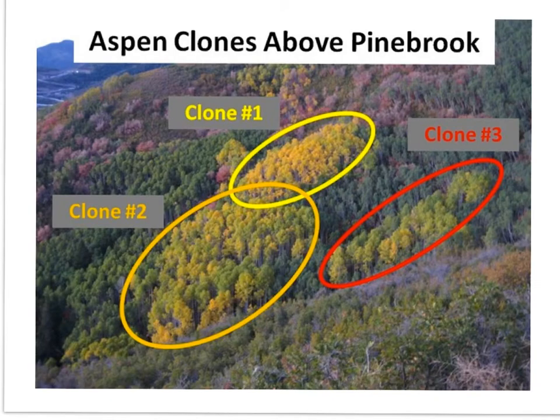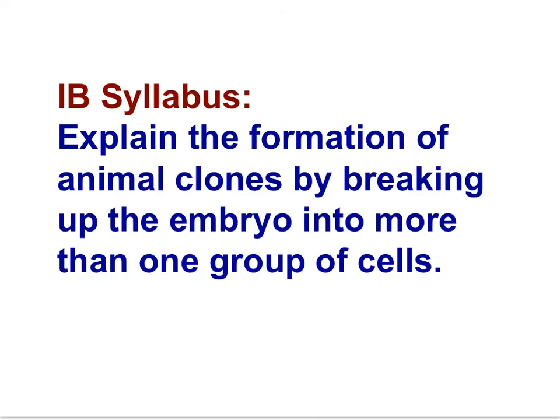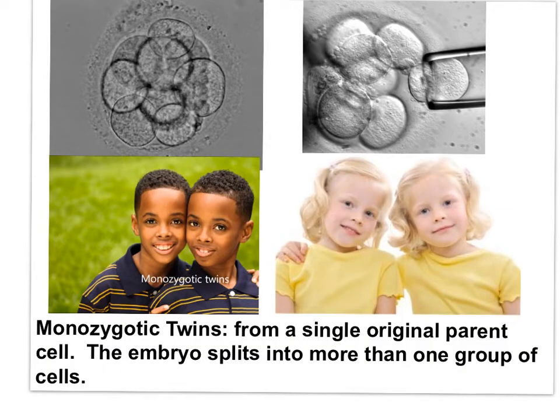Each of the 3 groups of aspens seen in this photo are clones. The aspen put out rhizomes underground that sprout new individuals so that all the trees in a single group are genetically identical. And that brings us to the next IB syllabus statement. Explain the formation of animal clones by breaking up the embryo into more than one group of cells. The identical twins seen in the lower photographs are monozygotic. These 2 boys were derived from a single zygote, a single cell.